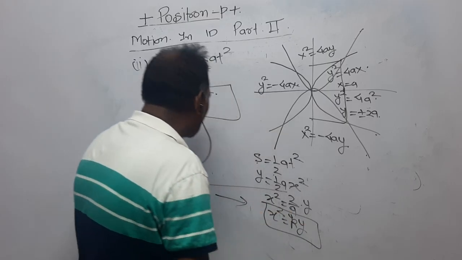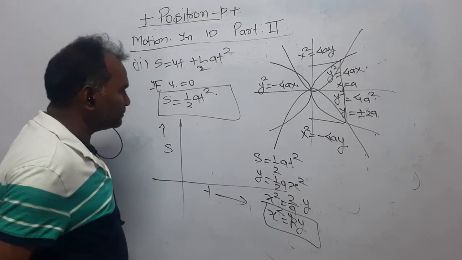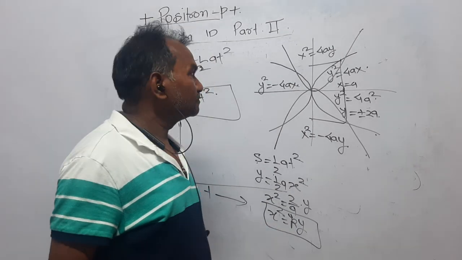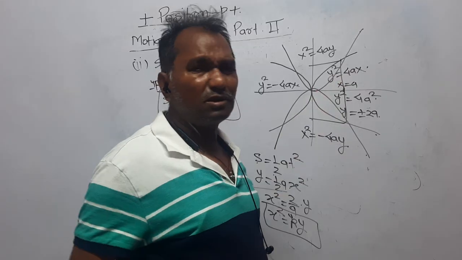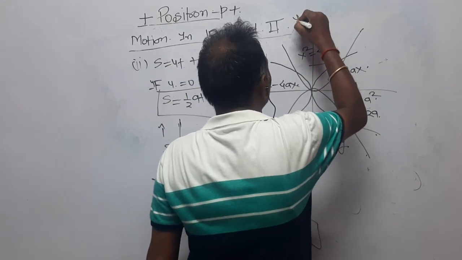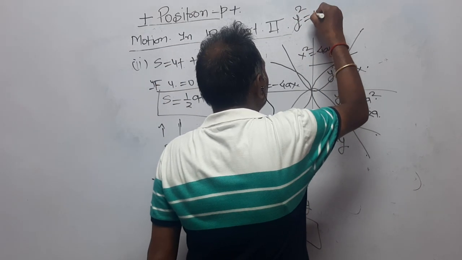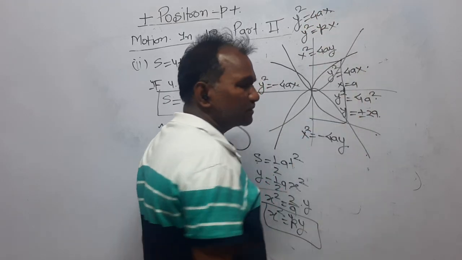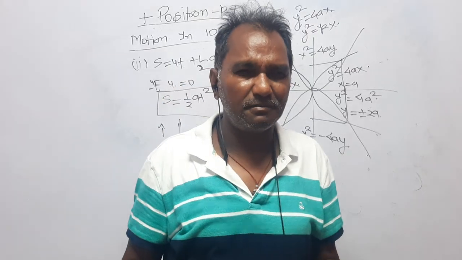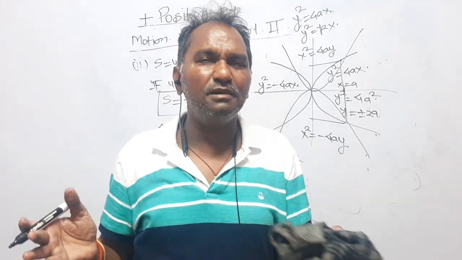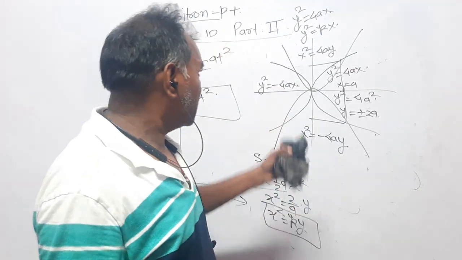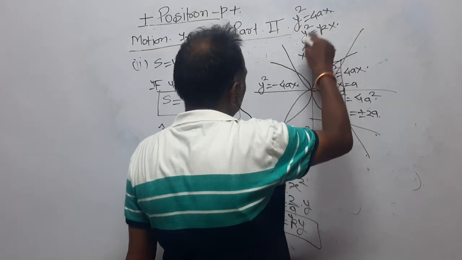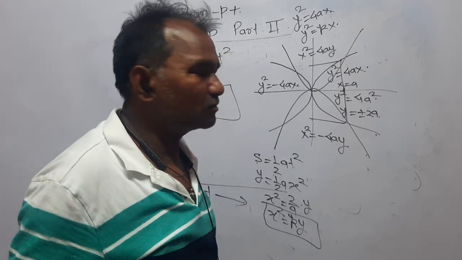Dear student, actually you have to plot s equals half a t square. This graph will be x square equals ky, right? Whether you consider y square equals 4ax or y square equals kx, there is no difference in the shape. Might be there is change in opening, bigger or smaller, but since 4a is a constant, you can write simply y square equals kx.